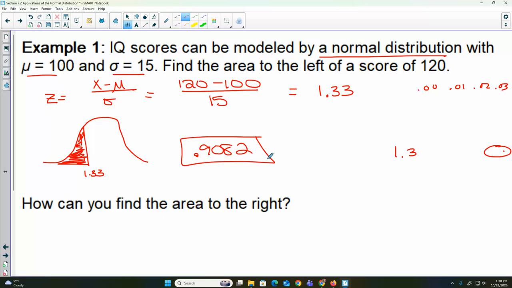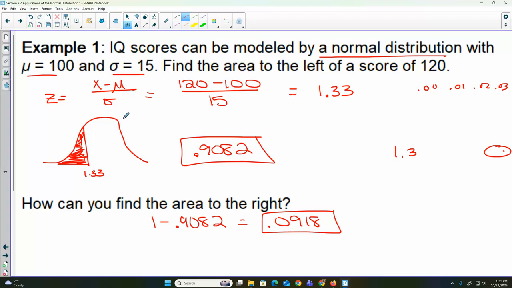Is that okay with everyone? So if I wanted the area to the right, the probability of being above this value, what would you do? And we get... So if it was to the left, did you say you would add one? No. To the left is what the table gives us.